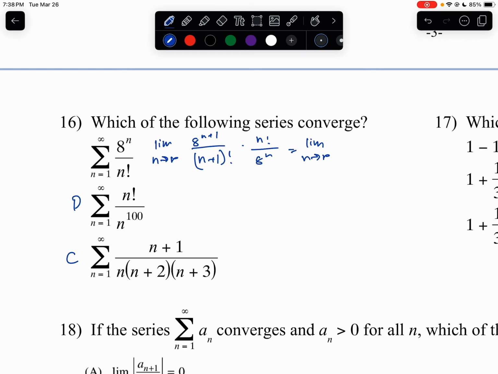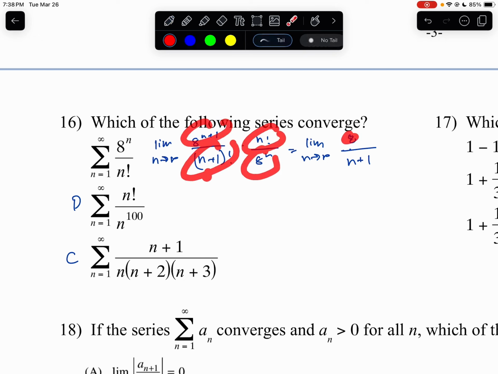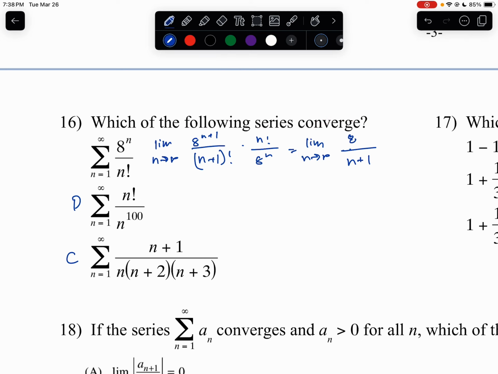You're going to have 8 in the numerator and n plus 1 in the denominator, because this right here simplifies to just be 8, and these two right here simplify to be n plus 1. Degree 0, if you apply the limit, this is going to be equal to 0, less than 1. Therefore, the series is going to converge. So there you go.